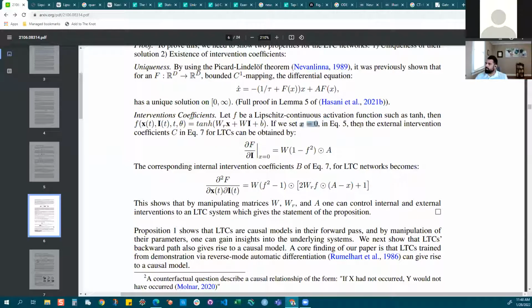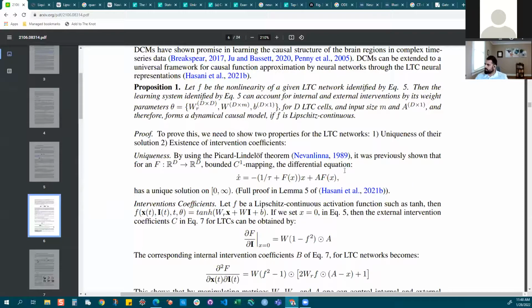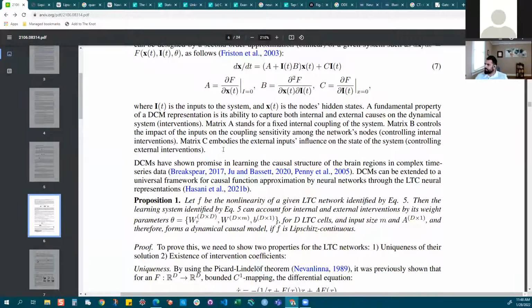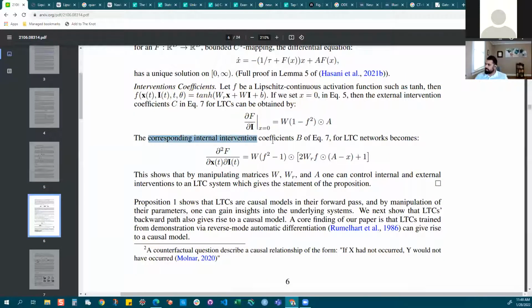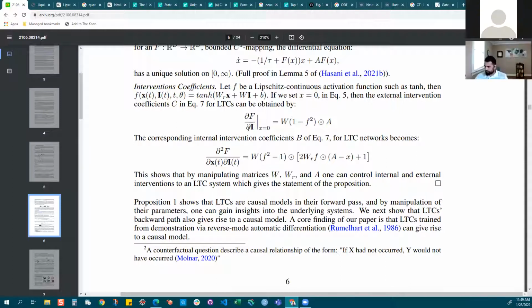If we set x to 0, we're focusing on external interventions, and if we do that, the derivative of the f function over all the inputs, if x is equal to 0, would take this form based on equation 7 that we have over here. And then they say the corresponding intervention coefficients B of equation 7 for liquid time continuous networks become this. What they did here is first set x to 0, then they calculated the derivative of f with respect to external information, which has this form.